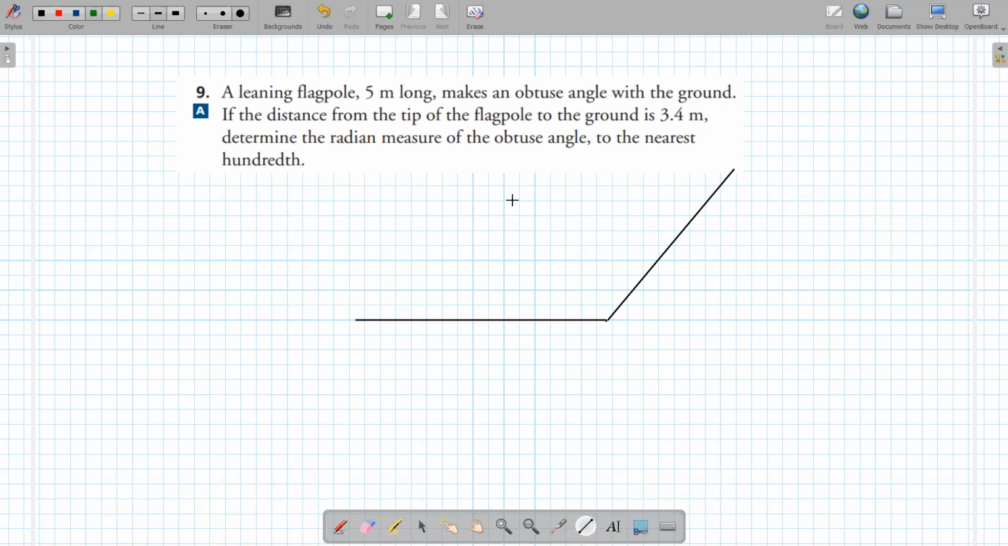What else? What have they given us? This distance here is 5 meters, which is the length of the flagpole. Now the next sentence: if the distance from the tip of the flagpole to the ground is 3.4, so I think it's going to be this distance, 3.4, like that, and that's going to be 90 degrees because it's directly vertically downwards. Determine the radian measure of the obtuse angle. So this is what we need to find.